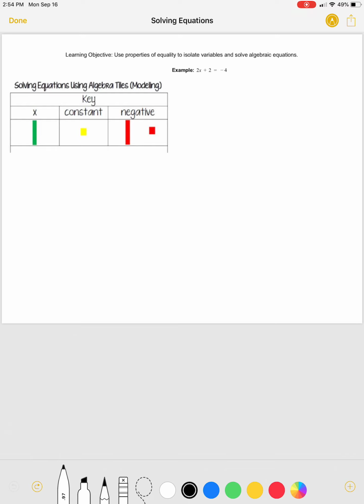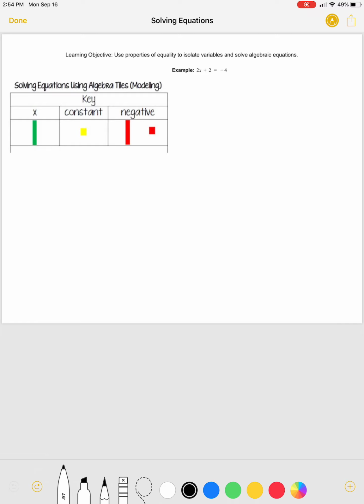So when we look at 2x plus 2 is equal to negative 4, we want to know what value of x is going to make the left side of this statement equal to the right side, which is negative 4. So before we jump right into this algebraically, we're going to use algebra tiles to model the situation.